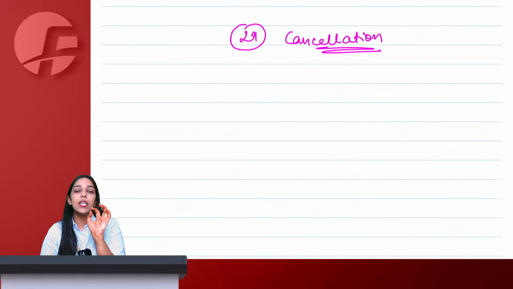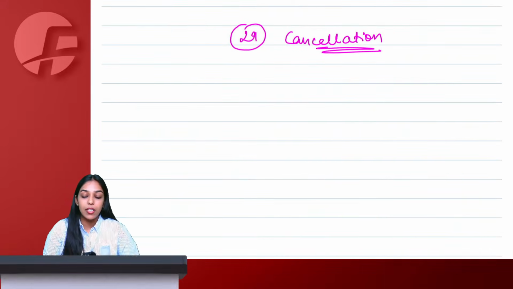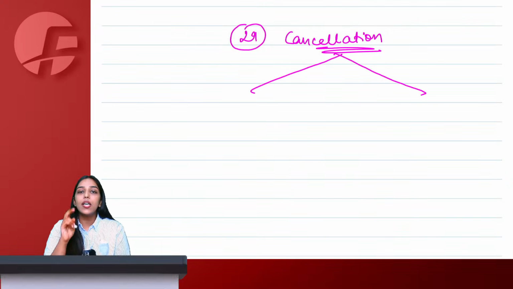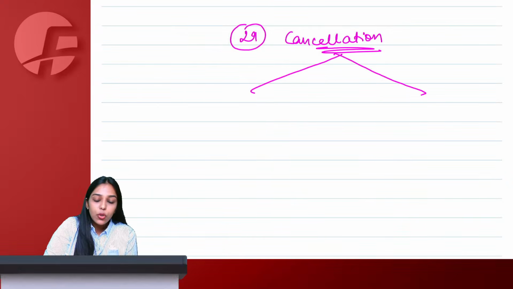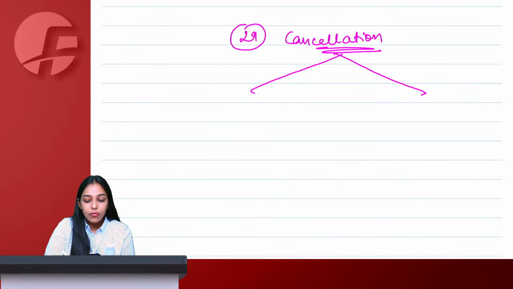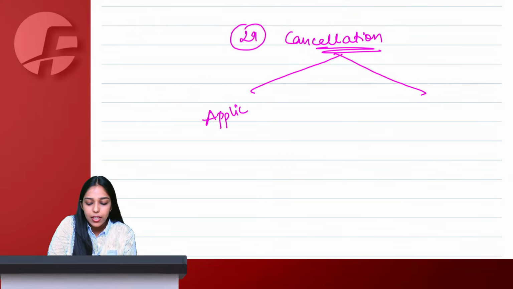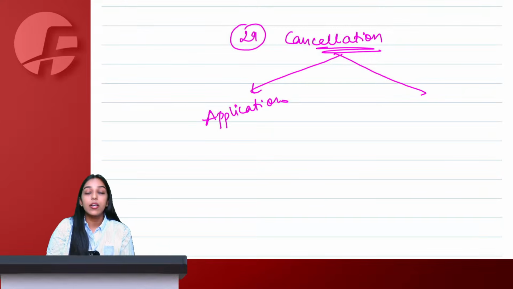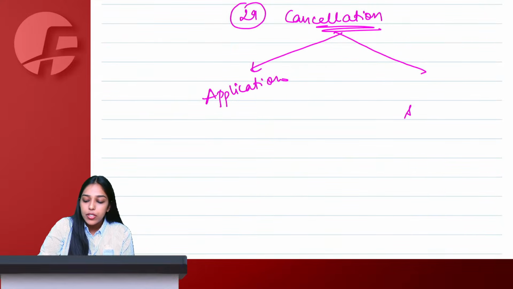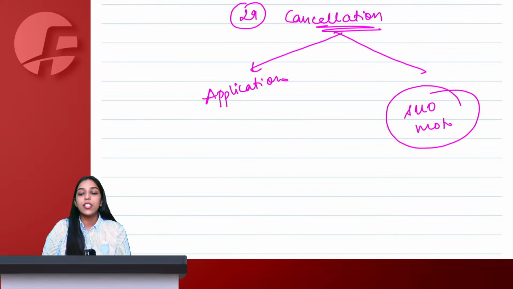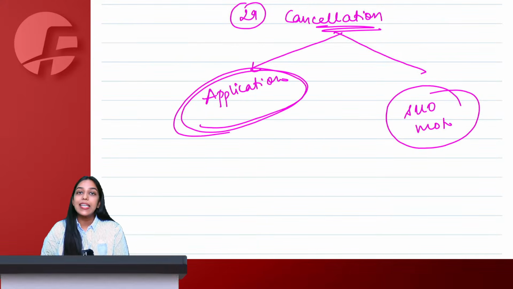I will cover the only important areas of cancellation. Now, in cancellation, there are 2 possibilities. One, you yourself are applying. You make an application for cancellation and your registration is cancelled. Or second, the proper officer on his own motion, suo motu, wants to cancel your registration. Both the possibilities are there.